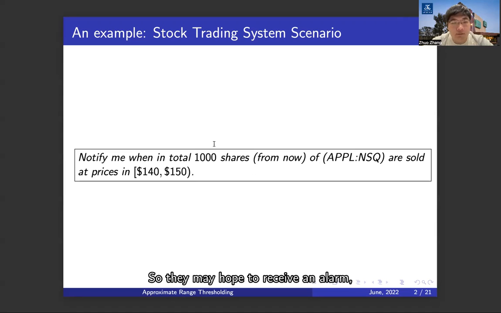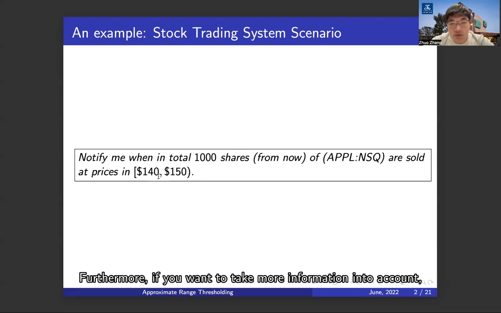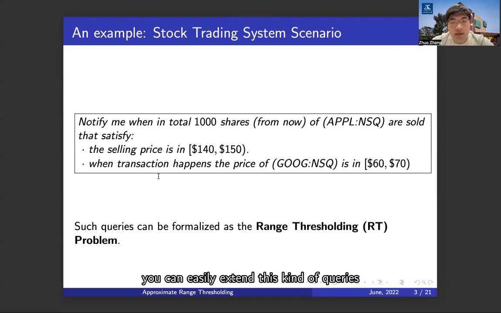So they may hope to receive an alarm, like in this example, when in total 1,000 shares of Apple stock are sold at prices within 140 to 150. And with such a notification, they can take corresponding actions timely, like selling or buying the Apple stock. Furthermore, if you want to take more information into account, you can easily extend these kinds of queries into a multidimensional case, like in this example. Besides the selling price, it could also take into account the price of another stock when the transaction happens.